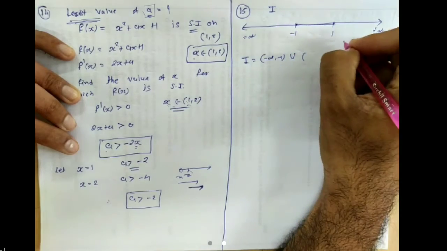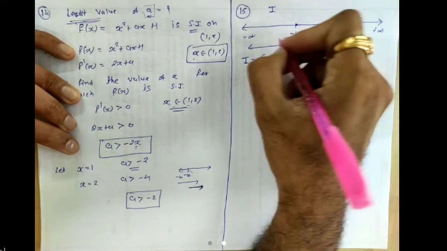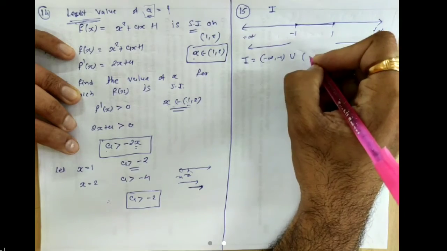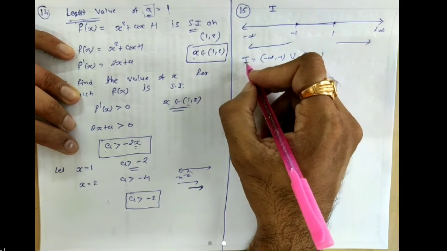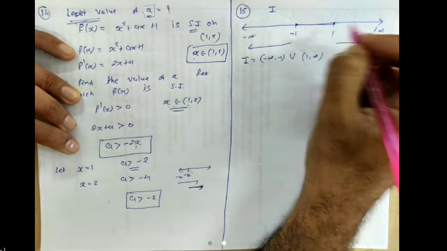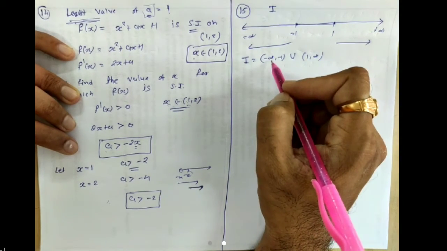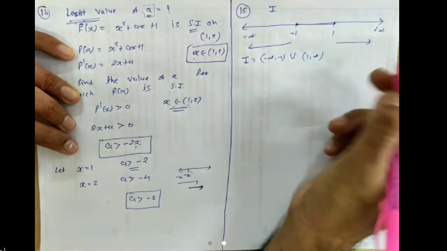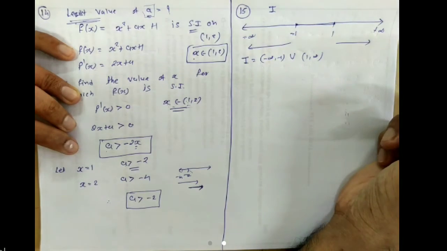Union, again, the second portion is this one. So you have to combine these two parts, minus infinity to minus 1 and 1 to infinity. If we take the intersection of this I with the interval minus 1 to 1, it will be a null set. So we can say that I is the interval which is disjoint from minus 1 to 1. There is no intersection between them. So this is our given interval I.